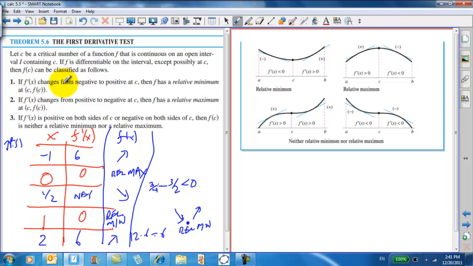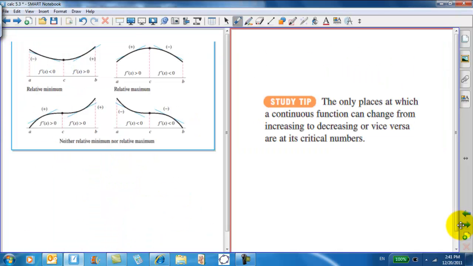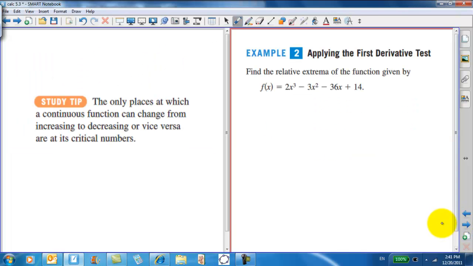Look to see how the derivative is changing as you go across that critical number. Check a point on either side of the critical number. Now notice I was careful here that I didn't go too far away. Like I didn't take any point to the right of 0. I wanted one in between 0 and the next critical number, so that's why I picked a half. The only places that you can change sign on the derivative is at the critical numbers. So that's why we focus on those.